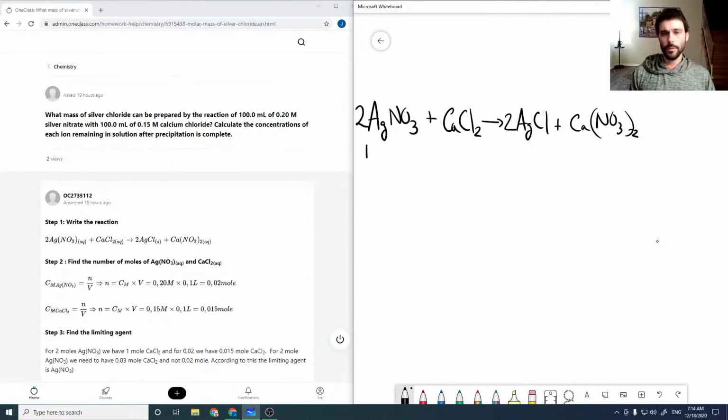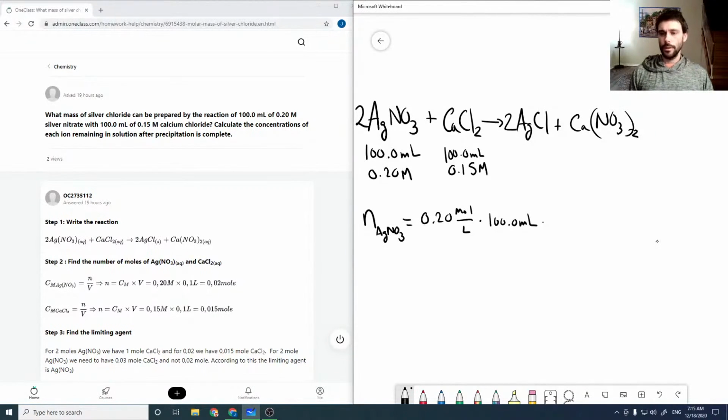And so just writing out our givens: 100.0 mils, 0.20 molar, 100.0 mils, 0.15 molar. And so our moles of silver nitrate is just 0.20 moles per liter times our volume, which is 100.0 mils. So this needs to be in liters, so 1 liter per 1,000 mils. Our mils will cancel and our liters will cancel, and we get an answer in moles, which is just 0.020 moles.